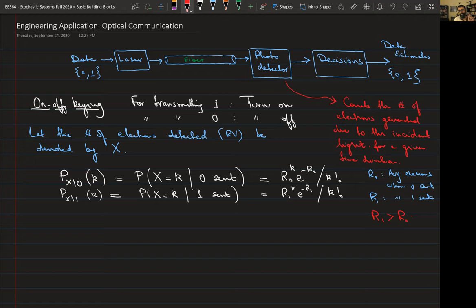And how certain would you be when you make a decision based on whatever that threshold was? Okay? Aghazi, you have a question?